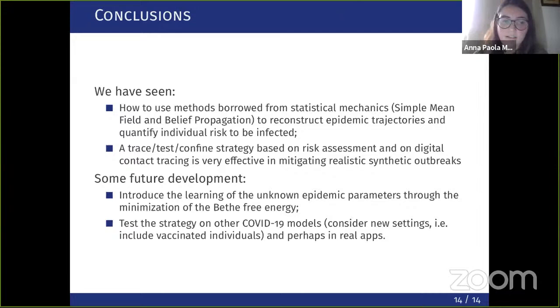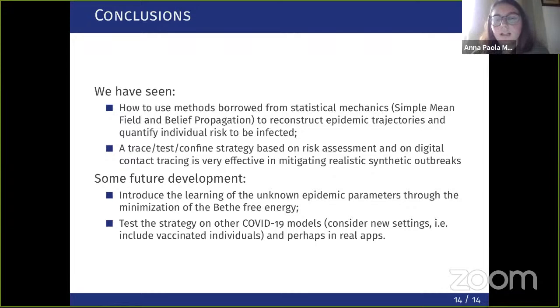First of all, we have fitted the parameters of the probability of infection and probability of recovery from the OpenABM model, but the belief propagation framework is very rich, and in principle, we can minimize the associated Bethe free energy to learn these parameters. And this is something that seems to work, and we are going in this direction.